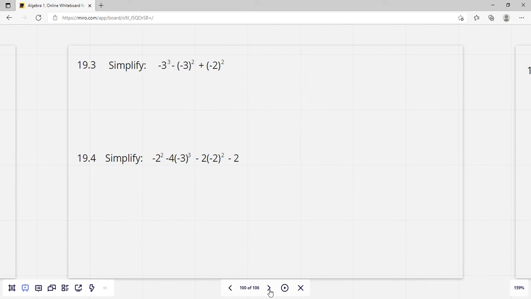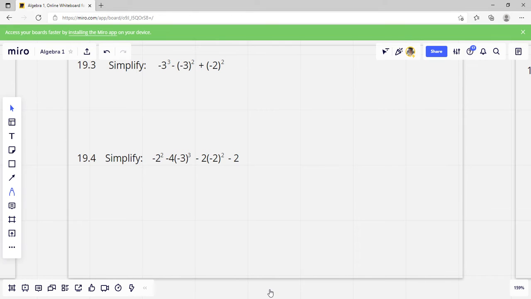All right, this asks us to simplify. So remember, you don't include the negative when you're working out your exponent if it's not in parentheses. So this negative, I'm just going to go ahead and bring it down. And then 3 to the third would be 3 times 3 times 3. 3 times 3 is 9. 9 times 3 is 27. Okay, so that's this part.